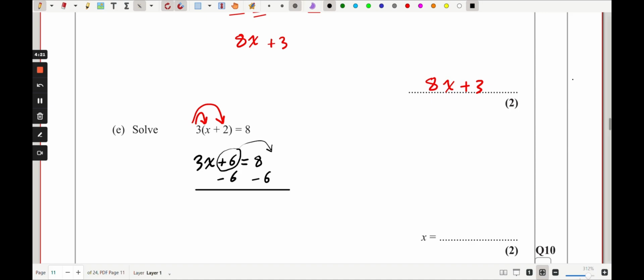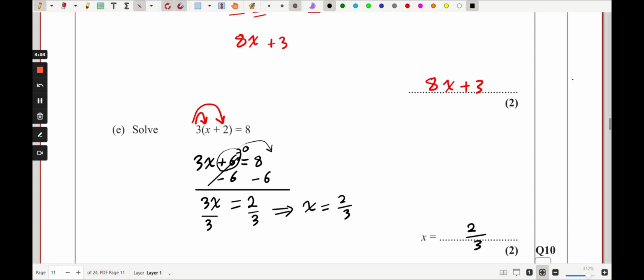Here we'll have 3x plus 6 minus 6 is 0. So 3x equals 8 minus 6 is 2. Now dividing both sides by 3, the opposite operation of multiplication is division, so divide both sides by 3, we'll get x equals 2 over 3. So x equals 2 over 3.